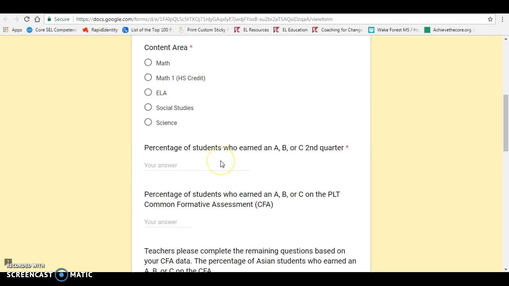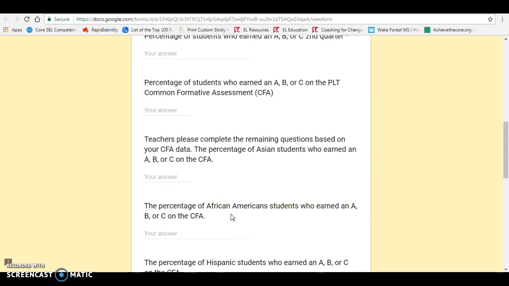This first question is just asking for the percentage of students who earned an A, B, or C second quarter. So what that means is if you teach 400 students and 300 of them scored an A, B, or C, then that answer would be 75%. Make sure you're putting all of your numbers together. The second question, same kind of thing, except it's asking for the CFA data. So how many kids scored an A, B, or C on the CFA data that your PLT created and used.